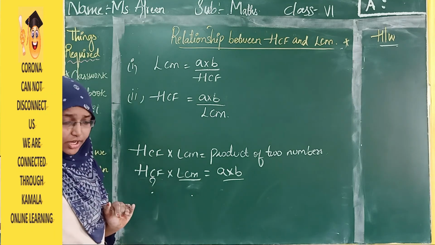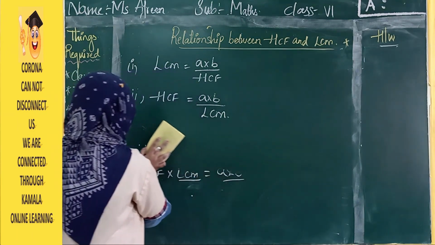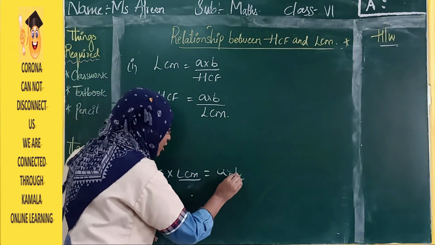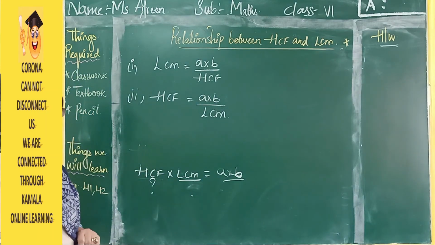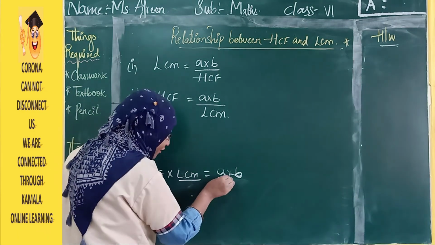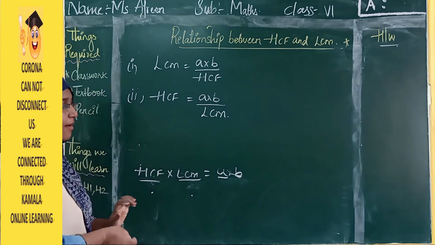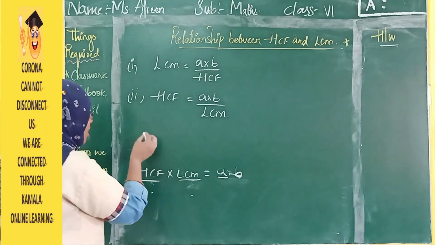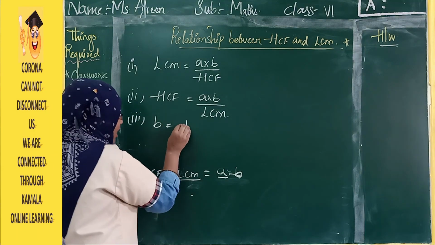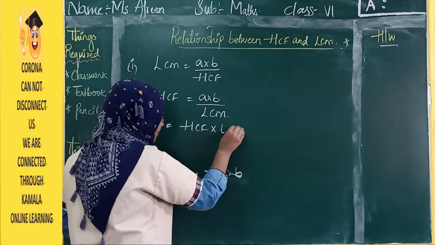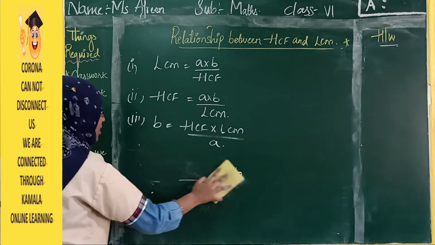Now one more condition is also there. They said two numbers, right? So HCF into LCM equals A into B. Now supposedly they have given only one of the values, A, and they asked you to find the final value of B. They have given the value of A, the value of HCF and LCM, and they asked you to find B. So what will you do? The third condition you write down: B is equal to HCF into LCM by A.